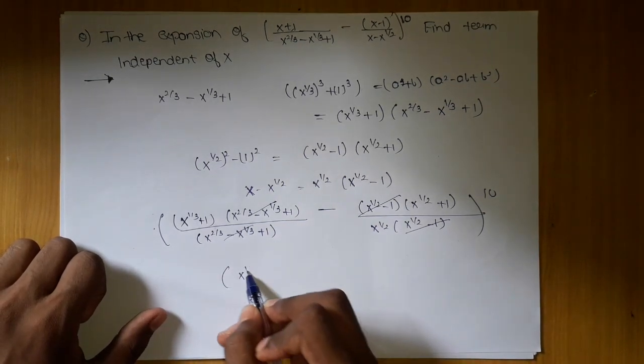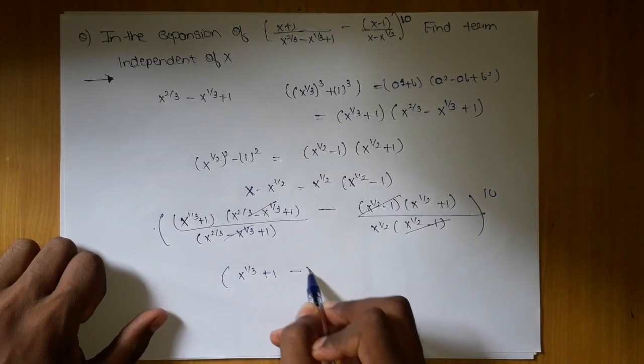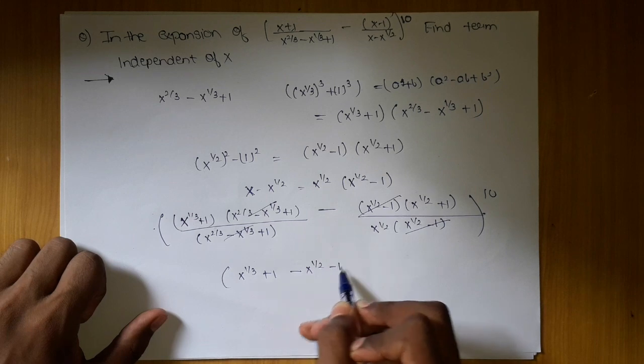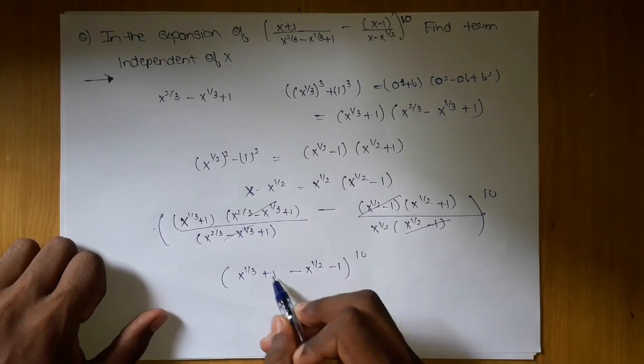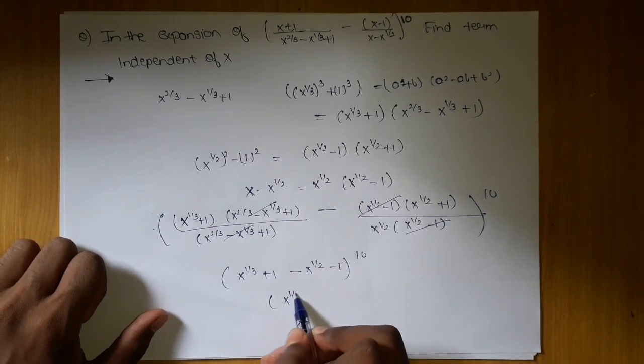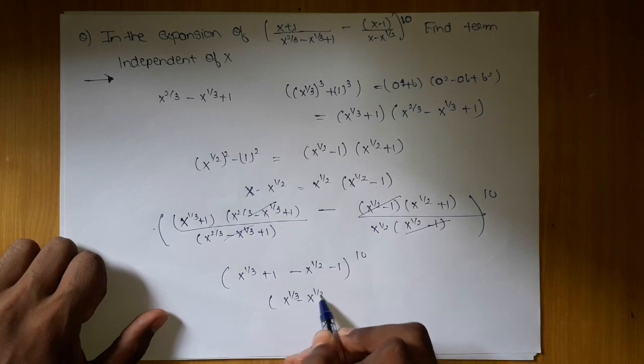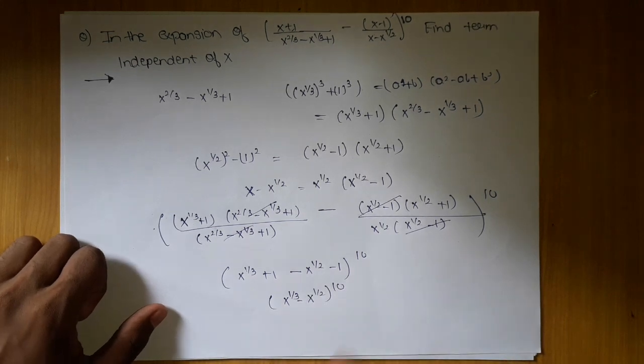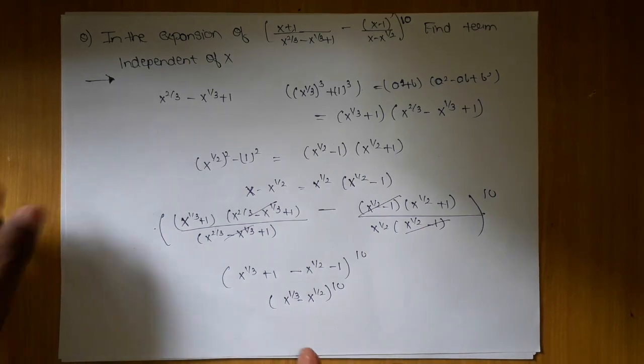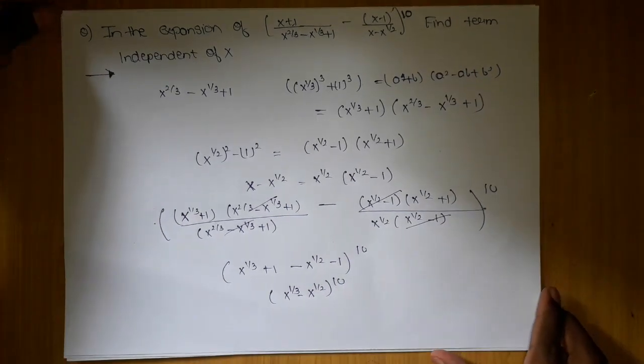So finally we are left with x power 1 by 3 plus 1 minus x power 1 by 2 minus 1, the whole power 10. Now this and this will also get cancelled out, x power 1 by 3 minus x power 1 by 2 to the power 10. So this is our final simplified binomial. Now what we have to find is the term independent of x.